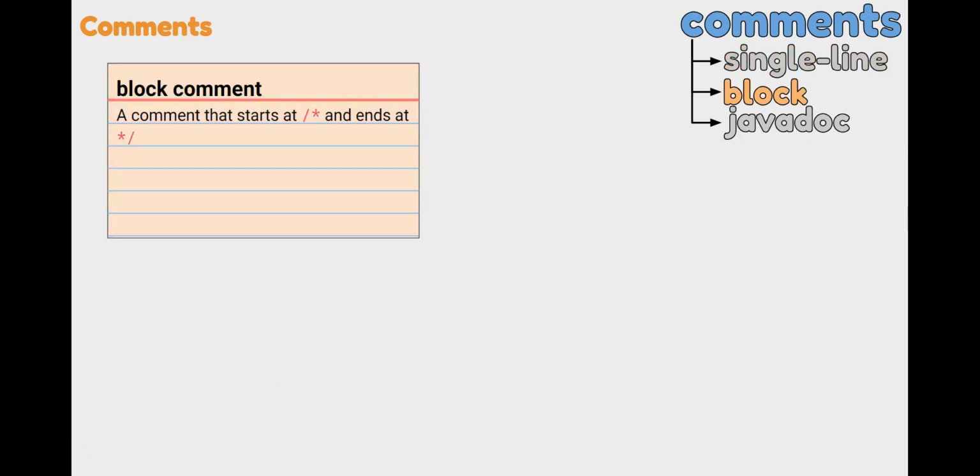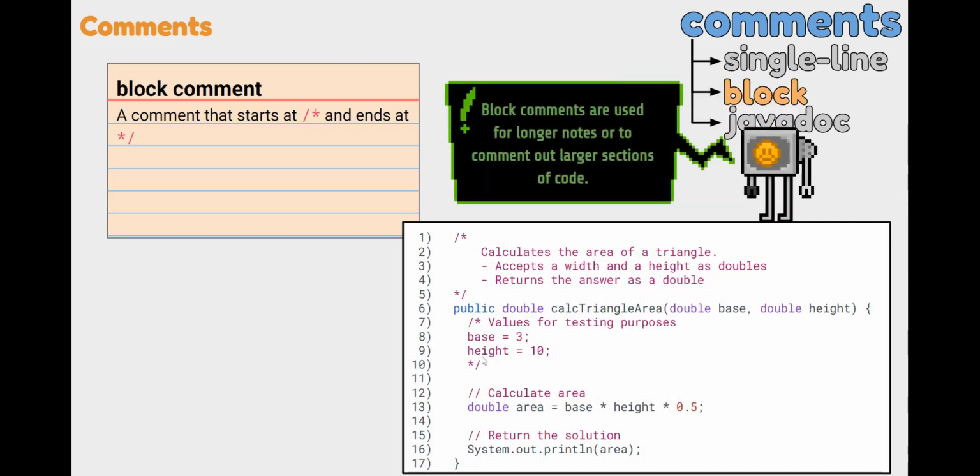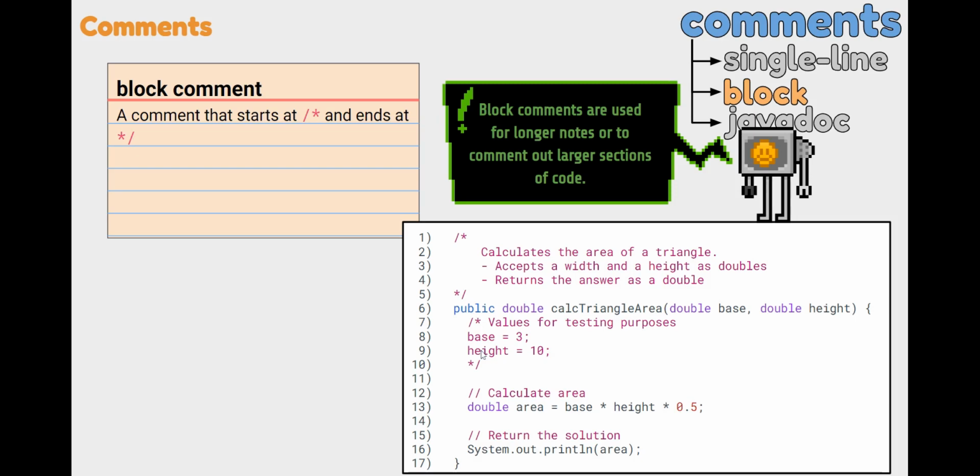Next up, we have a block comment. A block comment is a comment that starts at a forward slash and a star and ends at a star forward slash. Now, this is to comment out multiple lines of code at one time. So these are for longer notes or to comment out larger code sections.